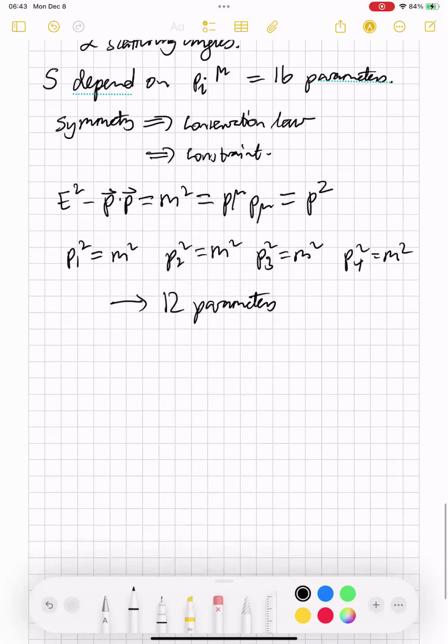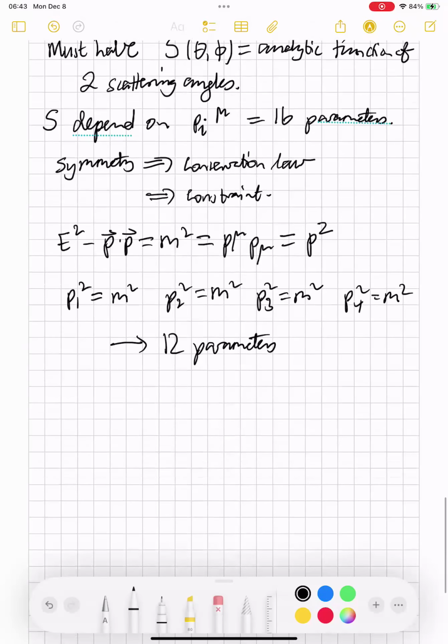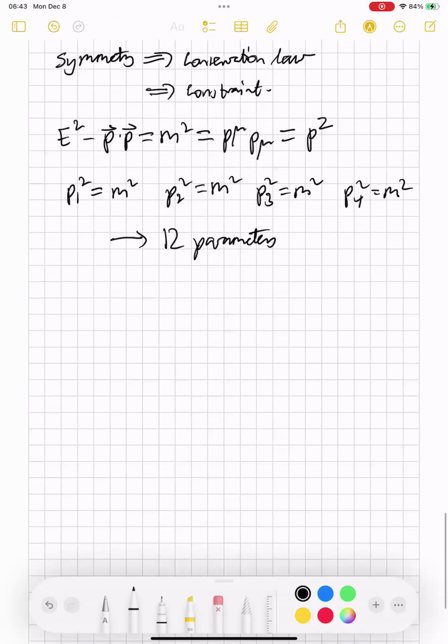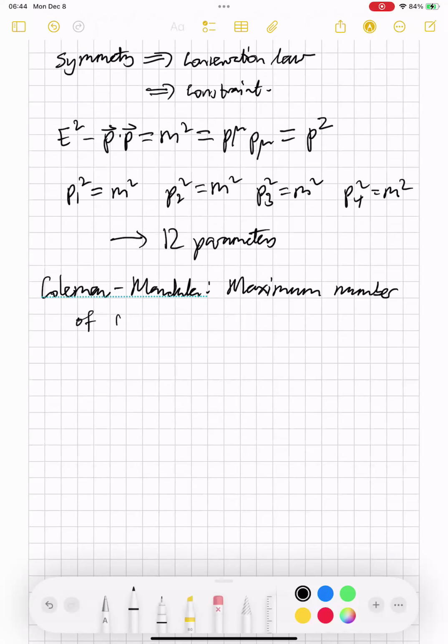And then, after those 12 parameters, let's see what we can have for actual symmetries. And let me tell you what Coleman and Mandula say. They say the maximum number of symmetries is equal to Poincare invariance.